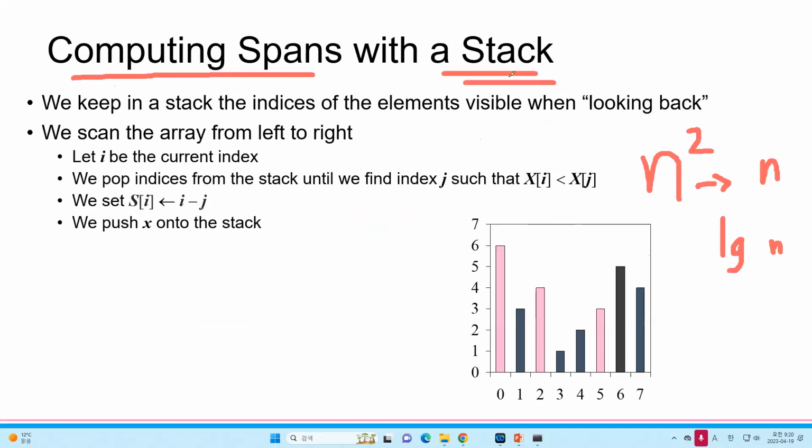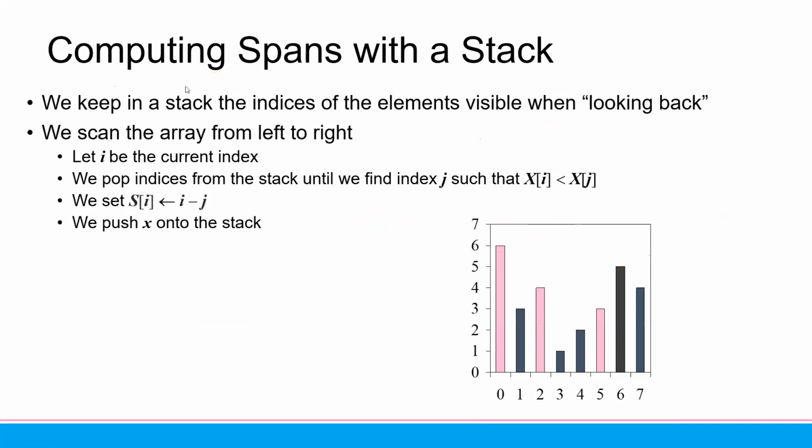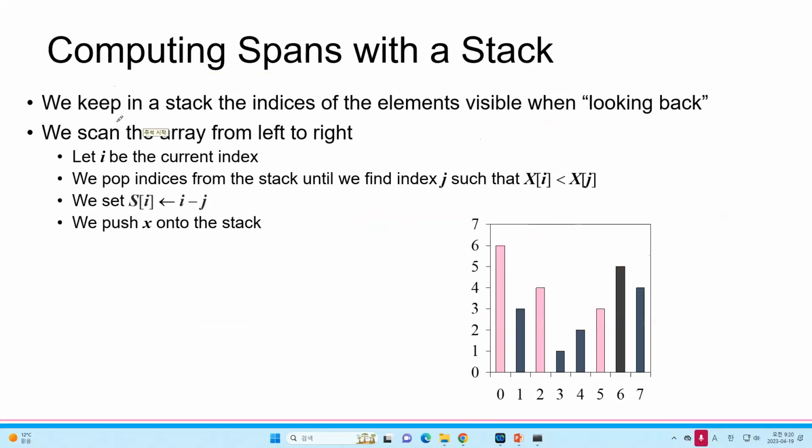Because if we look at the prices, actually we can just look at the final price, or the maximum price. So we can use a stack. We keep in the stack the indices of the elements visible when looking back. So when we look back, we just look at the last one.